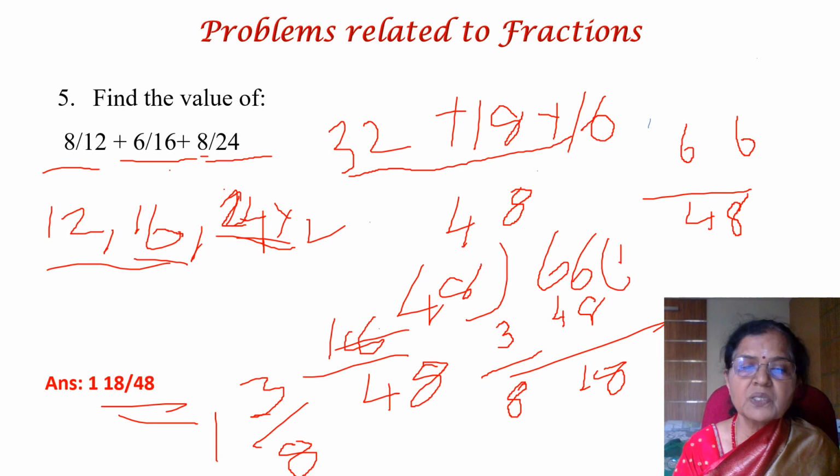Then divide this denominator and multiply it by the numerator. Then you add all of them and put the same denominator. And then you divide the numerator by the denominator. Then you get 18 by 48. 18 by 48 can be simplified and rewritten as 3 by 8, which is the equivalent fraction. Okay.